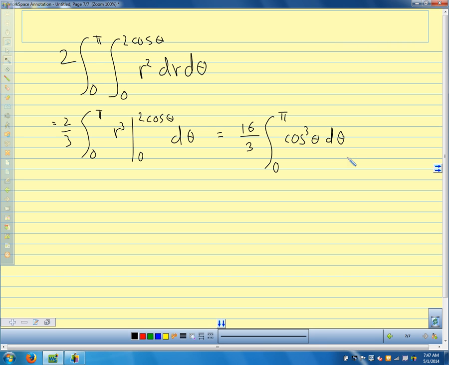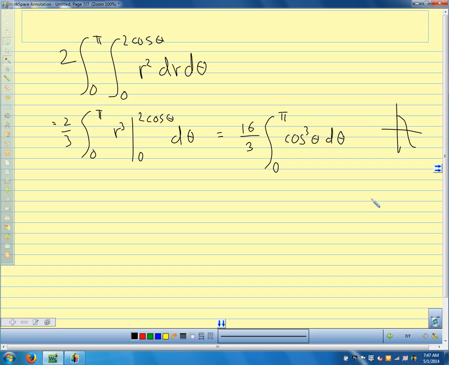Cosine cubed. The period of cosine cubed is 2 pi. If we evaluate this function over half a period, a cosine function over half a period, what's going to happen? Here's a cosine function, and here's half a period. If we evaluate this integral over half a period, what would happen?